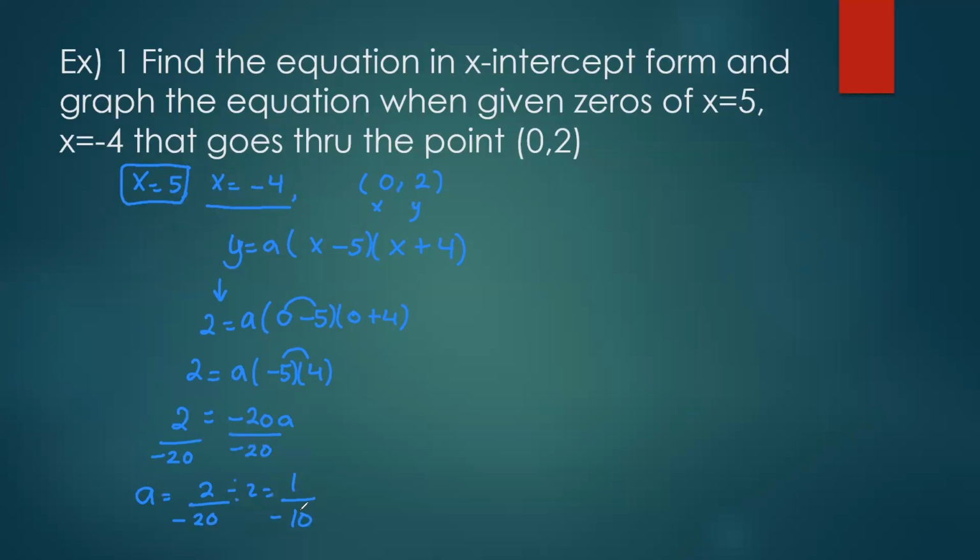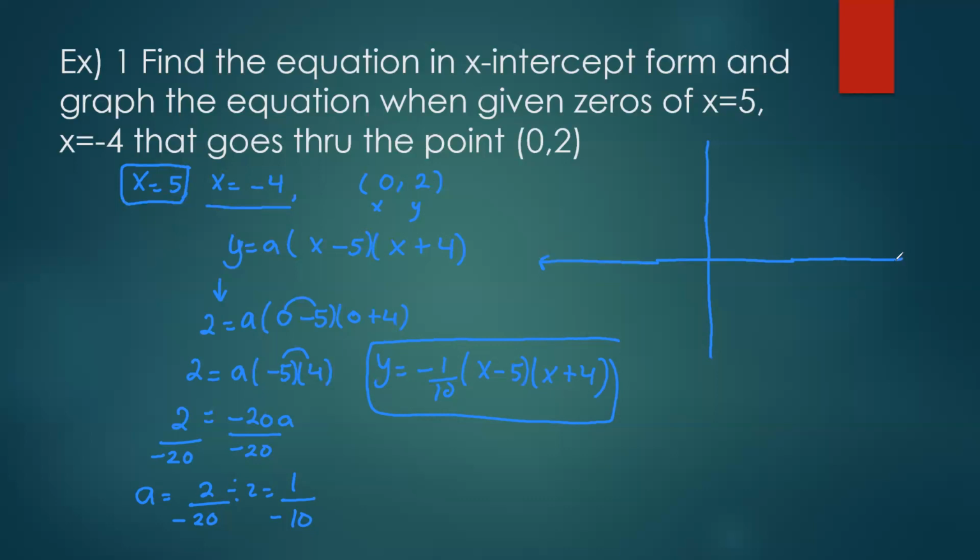Okay, so our final equation is y equals -1/10 times (x minus 5)(x plus 4). It says find the equation, and then we have to graph it. It's really simple. When they tell us all this, you can just graph from here. You don't have to find the vertex, etc., because there's an easier way. Just graph the stuff they give you.